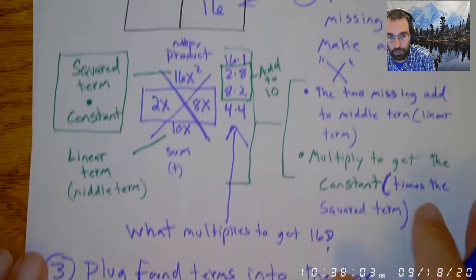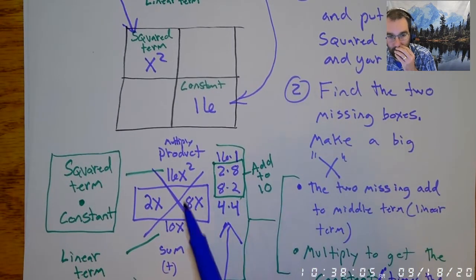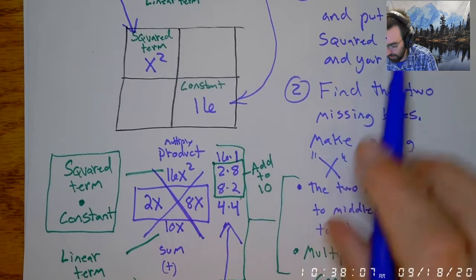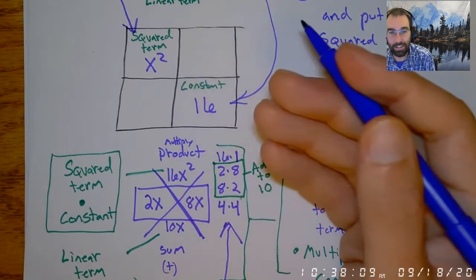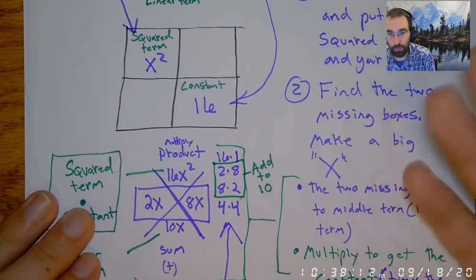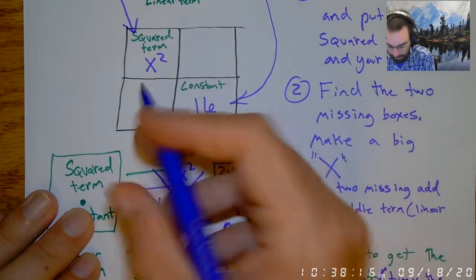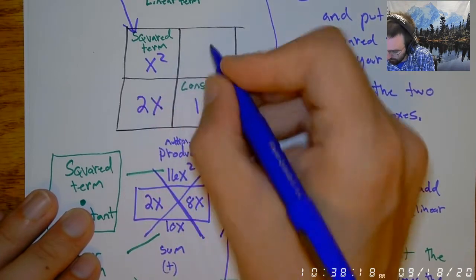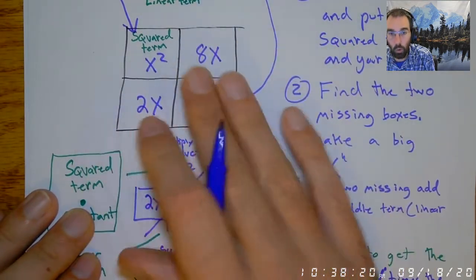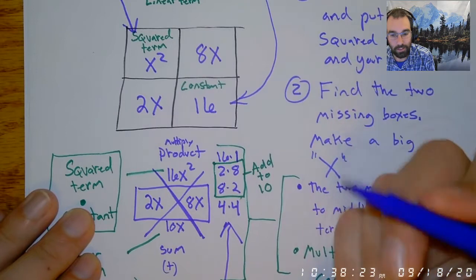Okay, so I'm going to go up here. I'm going to take my found terms, the 2x and the 8x, and plug them in here. Again, it doesn't matter where you put them. I can put 2x here, or I can put 8x here. I'm just going to go 2x and 8x. Order doesn't matter.